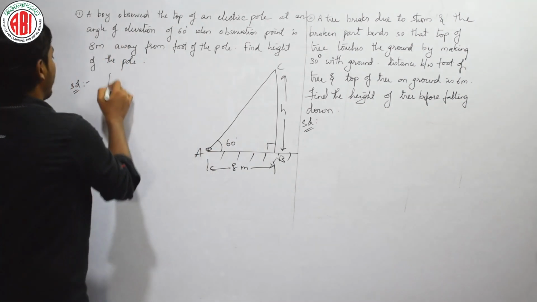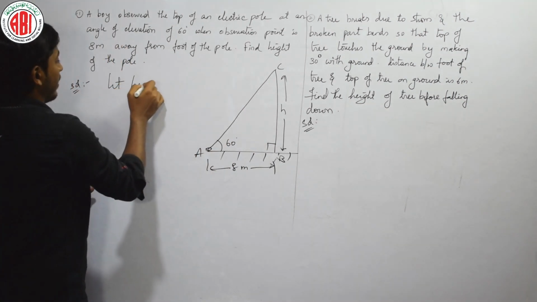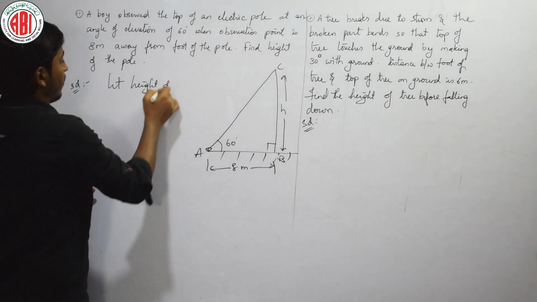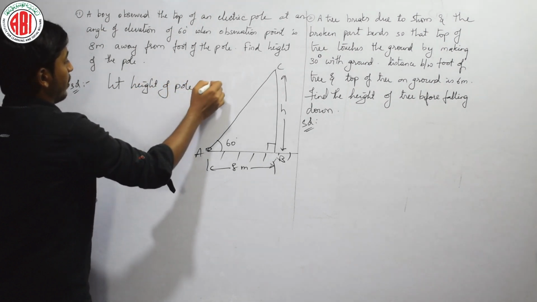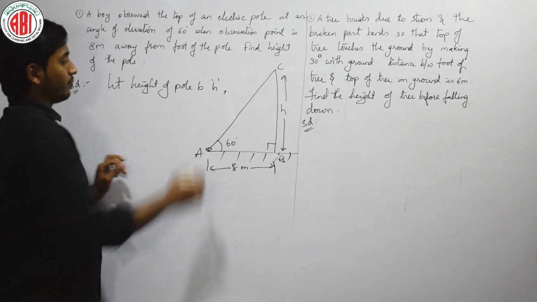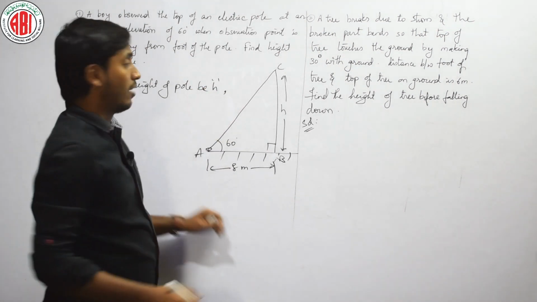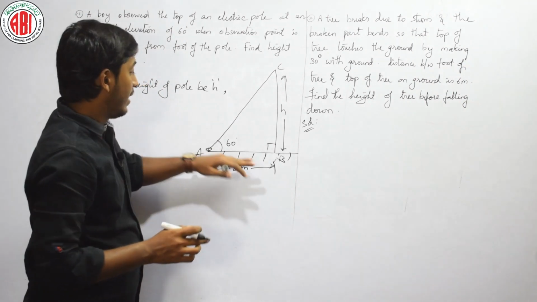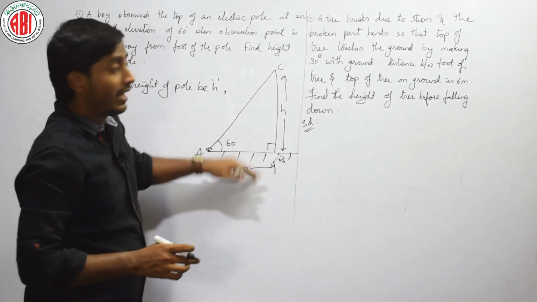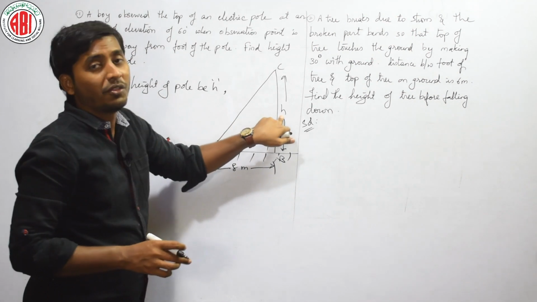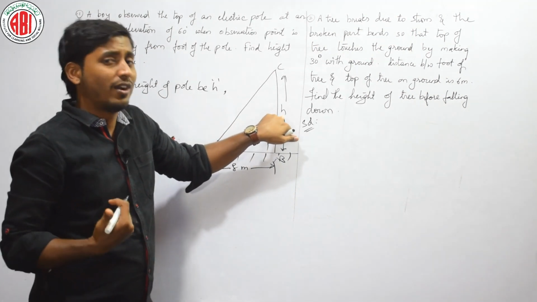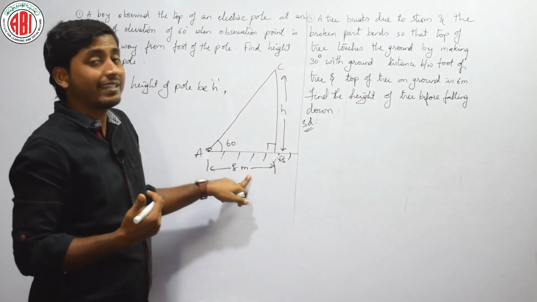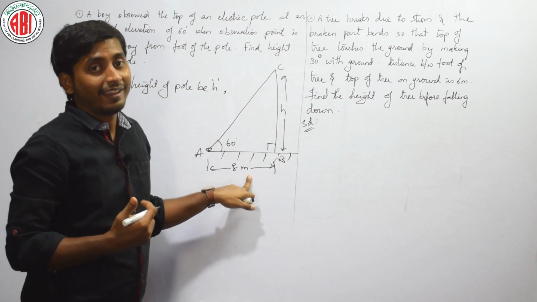Let us assume the height of the pole be h, okay. Now there is a right angle triangle, he gave the adjacent side and he is asking us to find the opposite value, right. What is the relationship between opposite and adjacent in trigonometry, right?